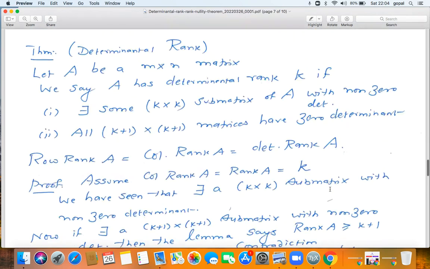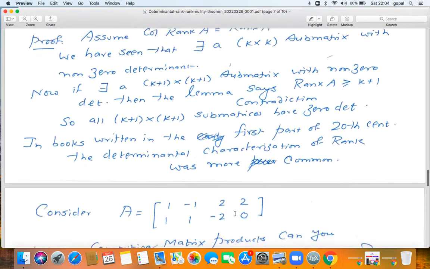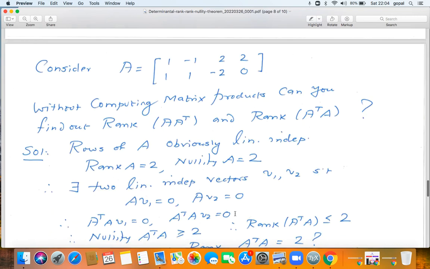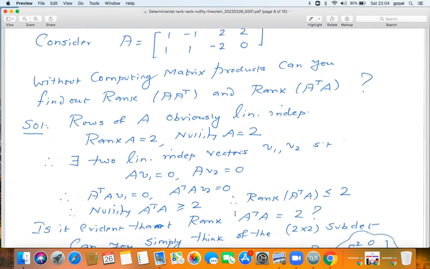That completes the discussion of the determinantal rank. So you got row rank equal to column rank equal to the determinantal rank. There are three different ways of thinking about the rank, but they all are the same. They cough out the same number, and that is important. Now, in the next slide, you will see a nice example.